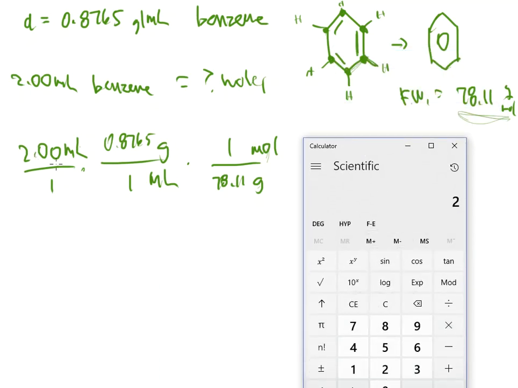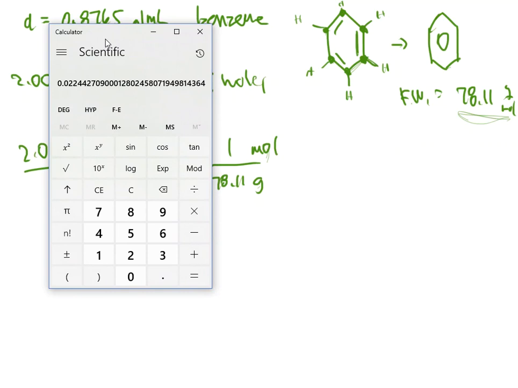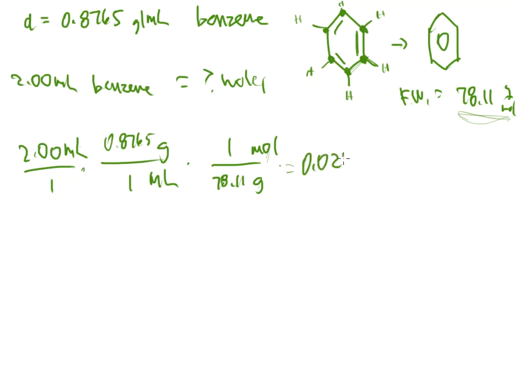I've got 2 mils. I want to know how many moles am I working with in the laboratory. So I'm going to take 2, and then I'm going to multiply by 0.8765. And then I'm going to divide that, because that number's on the bottom, by 78.11. And that number will be moles of substance that I'm using. So 0.0224 moles of benzene.